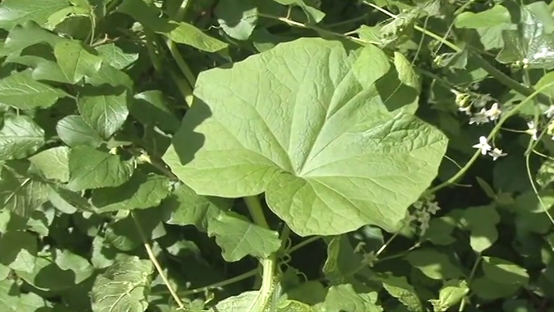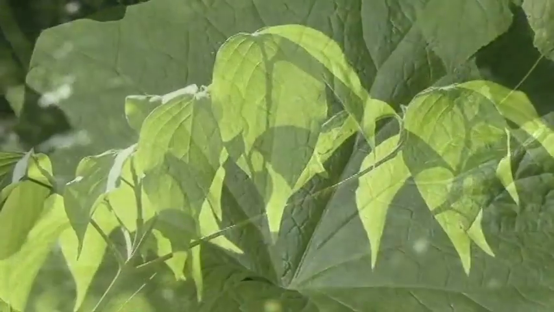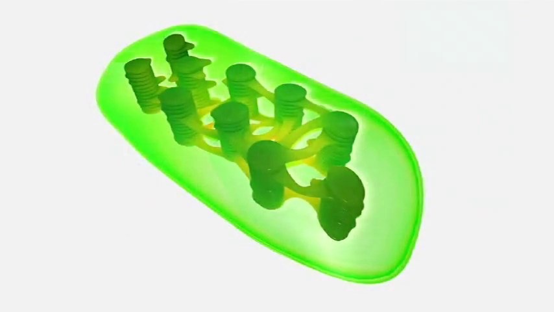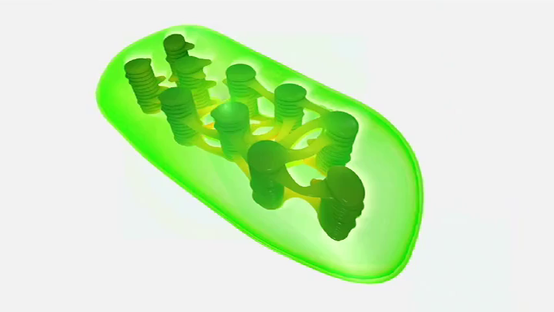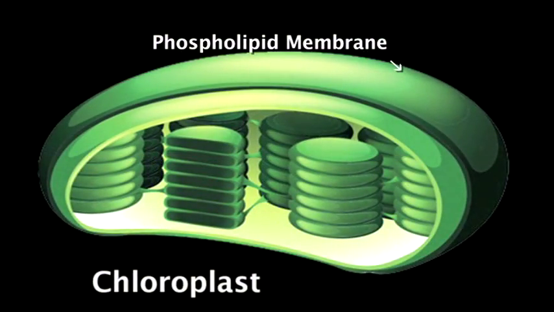Leaves derive their typically greenish to yellowish-green color primarily from the light-absorbing pigment molecules called chlorophyll, which are found in special cellular organelles known as chloroplasts, where the essential process of photosynthesis is carried out. A typical leaf cell contains from between 10 to 100 chloroplasts. Each chloroplast is enclosed by a double-layered phospholipid membrane.